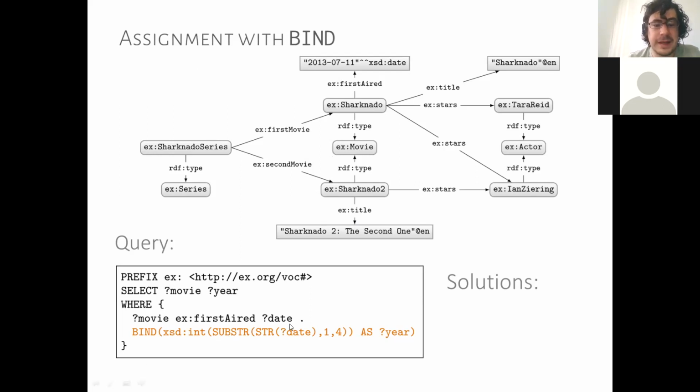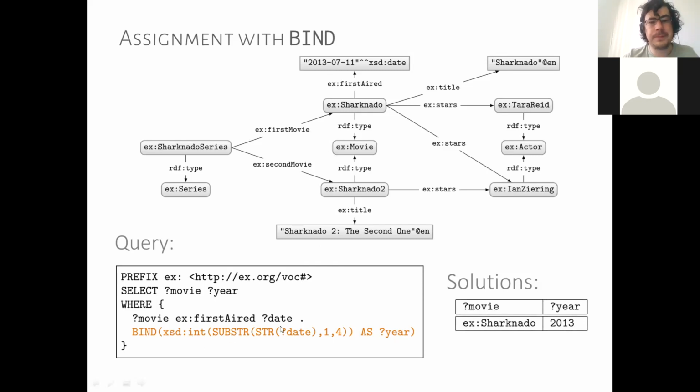We're getting the first air date of the movie, and then we're extracting a substring of the date, taking the substring from 1 to 4 and converting it to an int and returning that as the year. So for every movie, we get a number that represents the year in this solution. So we get Sharknado in 2013. So bind allows us to compute a value using an expression like we saw in the previous class, and to return that or to fix that to a variable.